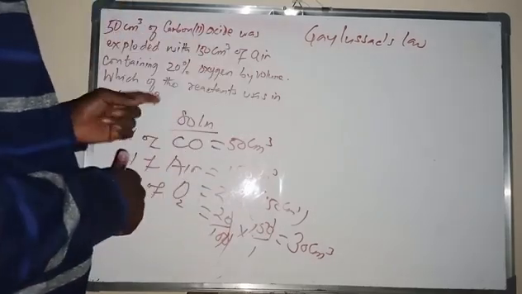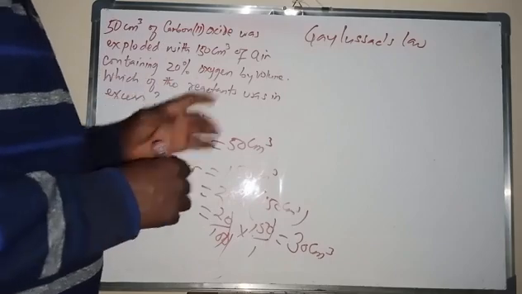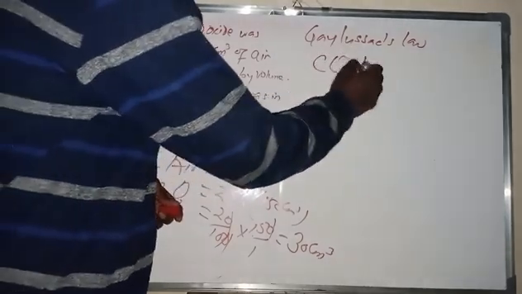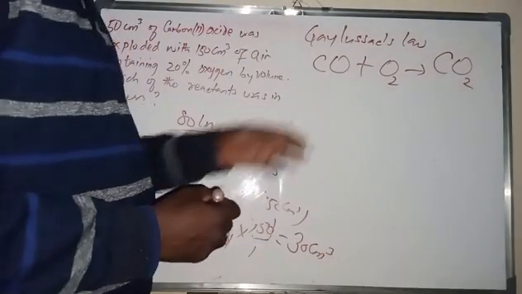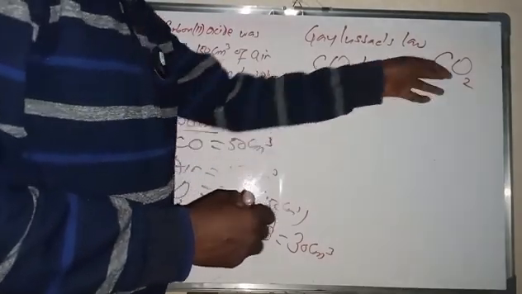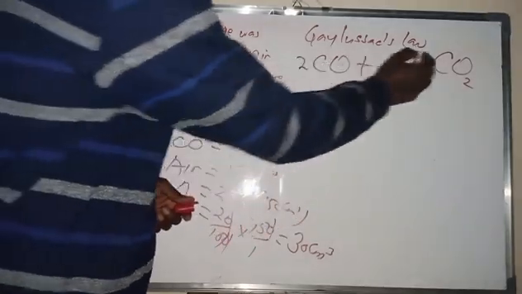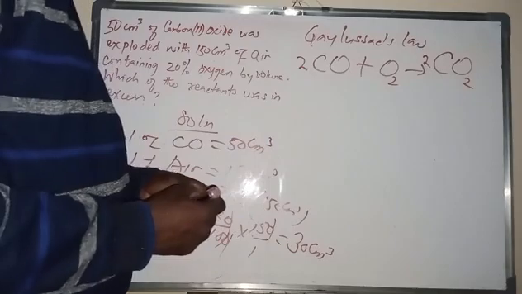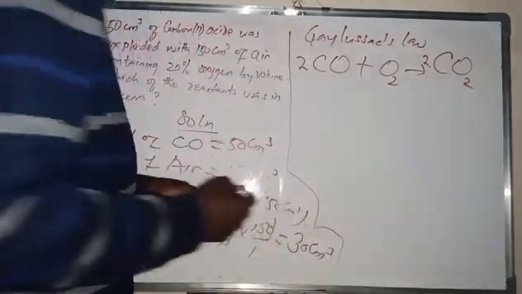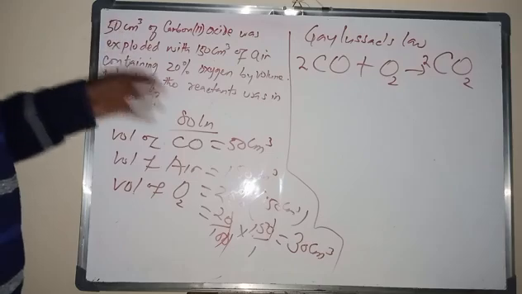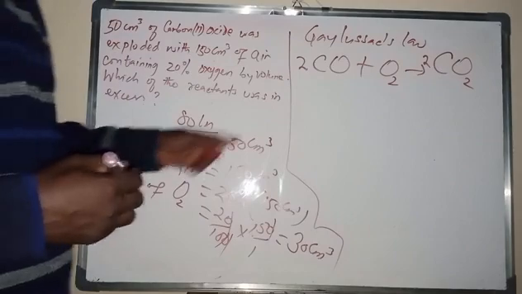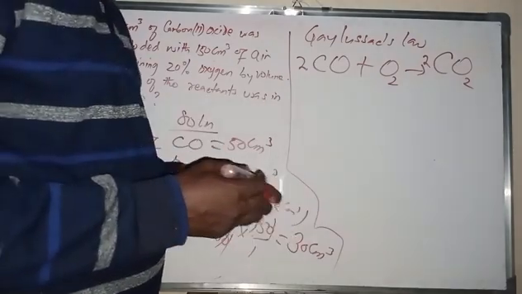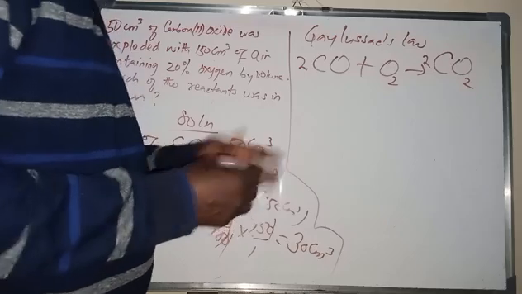Now the question is, which of the reactants was in excess? Carbon monoxide reacts with oxygen to form carbon dioxide, the product of the explosion. If you balance, you put 2 here and 2 here. So this is the equation of the reaction. If 50 cm³ of CO is supplied and 30 cm³ of oxygen is supplied, which of them is in excess? How do we know that?